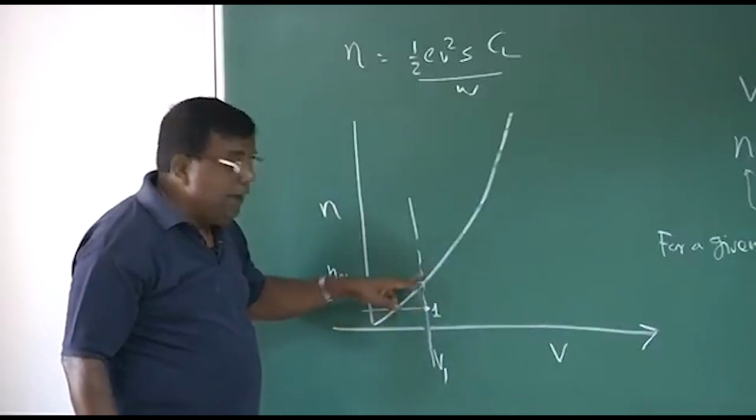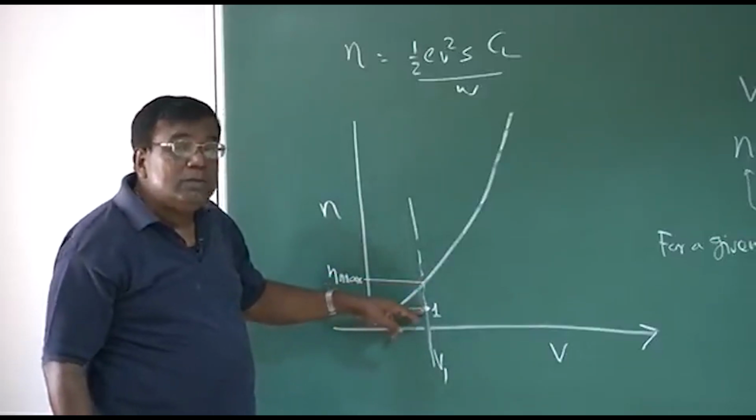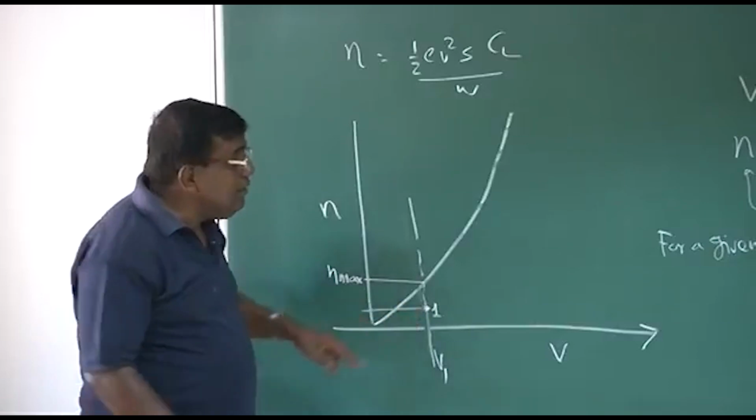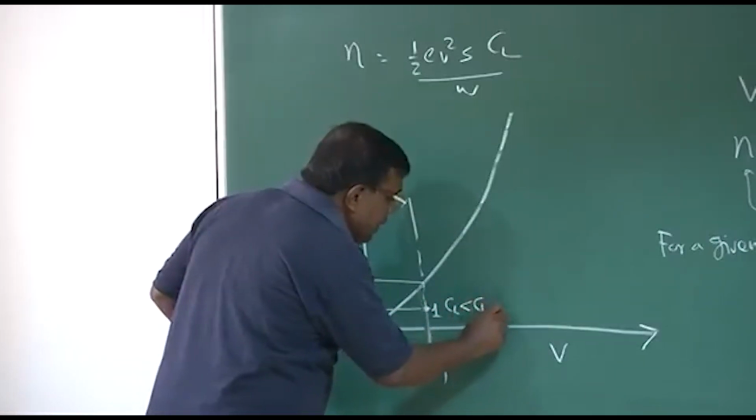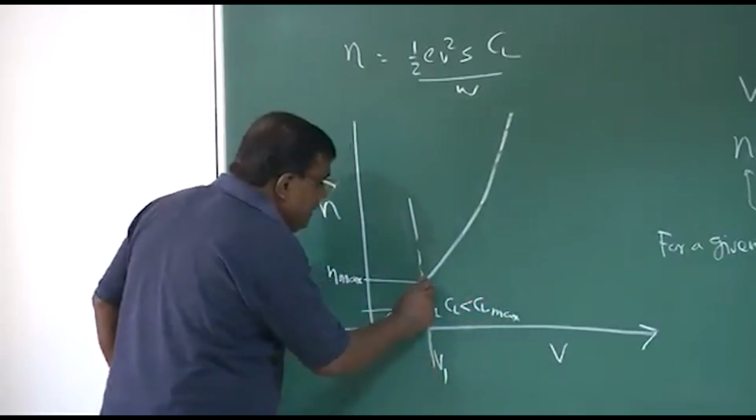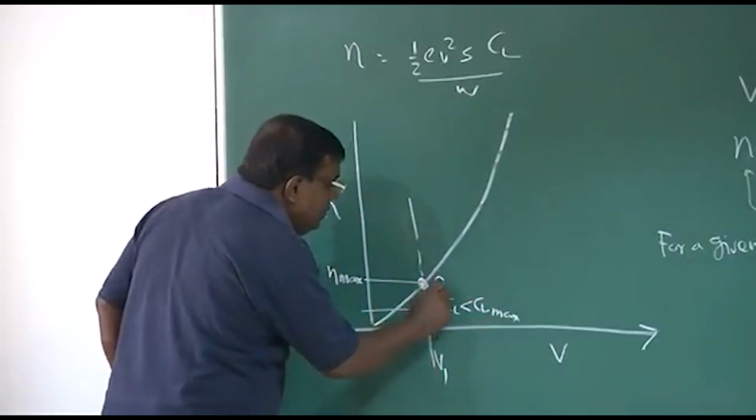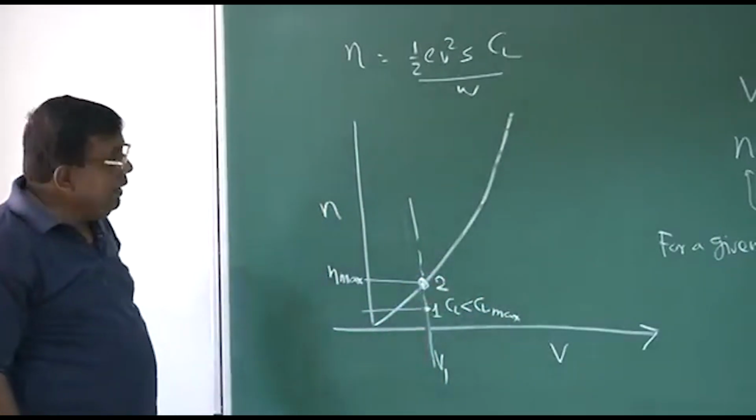It is less than n max. That means the CL at which I am flying the airplane is less than CL max. This is CL less than CL max. But if you see this point 2, what is the meaning here?